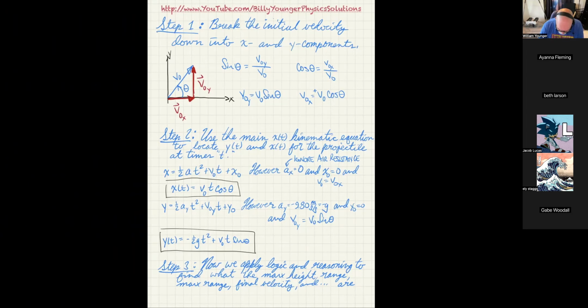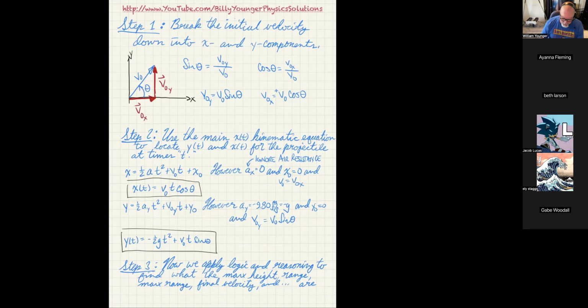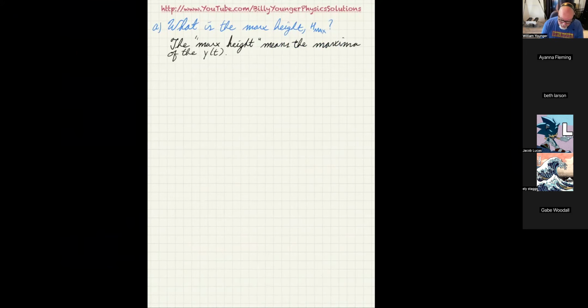And then step 3, it says now we apply logic and reasoning to find what the max height, range, final velocity, and so on are. So I'm in the process of explaining that, and I said the max height means the maxima of y of t. I mean, it literally means max height, so of course it would be y of t.